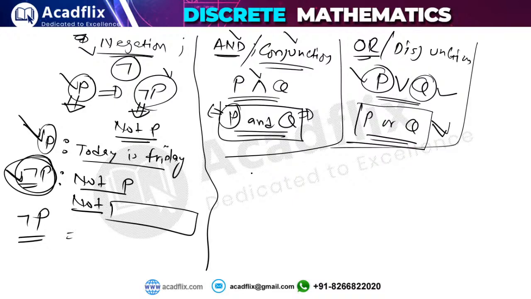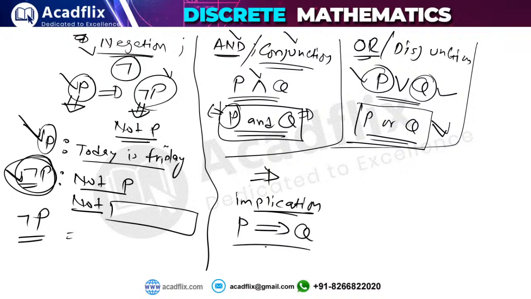The next connective that we will see is implication, and this is the symbol. If you have a proposition P and a proposition Q, then you can make a new proposition, P implies Q. We will read it like this: P implies Q. This is the new proposition.